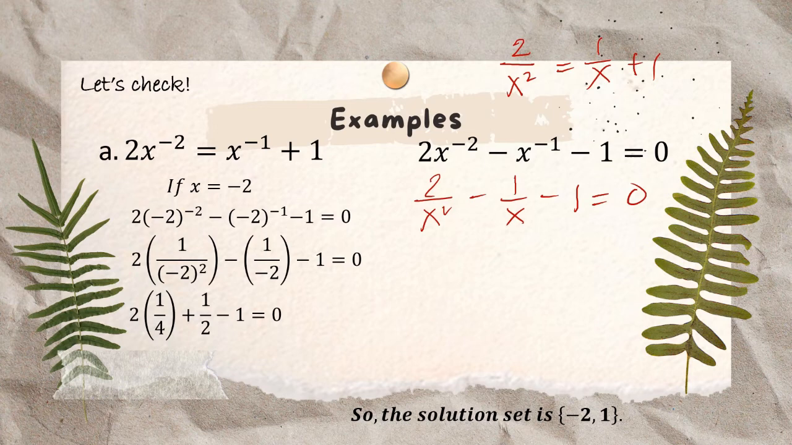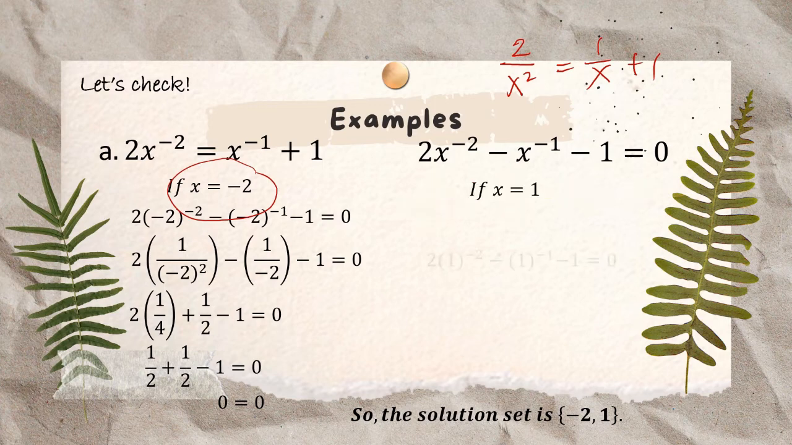Then multiplying the negative outside here, it becomes positive 1/2, minus 1. Simplifying, 2 times 1/4 is equal to 2/4, and its lowest term is 1/2 plus 1/2 minus 1. So 1/2 plus 1/2 is 1, minus 1 is equal to 0, which is equal to 0 on the right-hand side. Therefore, if x is equal to negative 2, the equation is true for both sides.